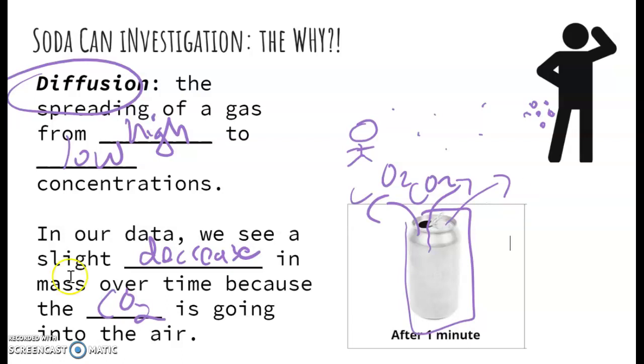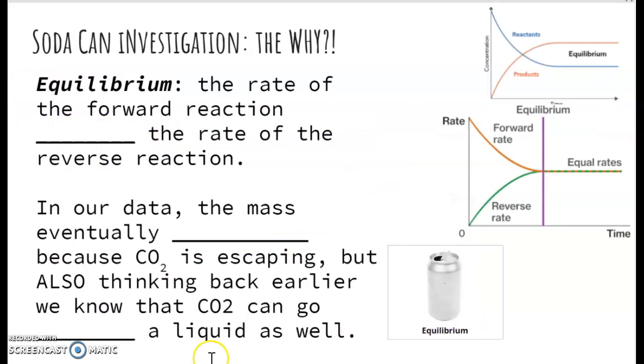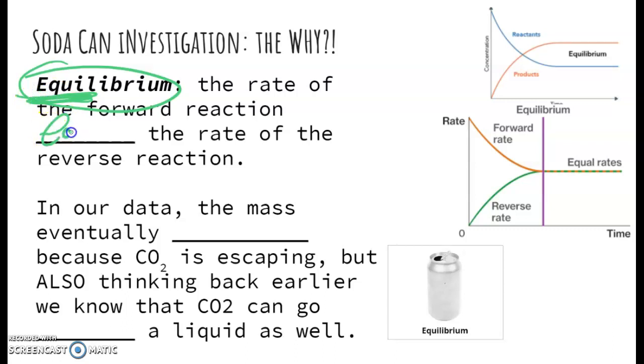So let's take a look at that next point. There is another term here, and most likely you have not heard this before. Maybe you have, maybe you haven't. But if you haven't, there it is: equilibrium. Equilibrium, you could think of the key term in equilibrium as equal, right? So the rate of the forward reaction equals the rate of the reverse reaction. This is a little bit of a tricky concept.